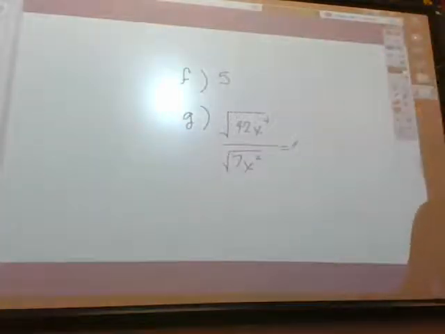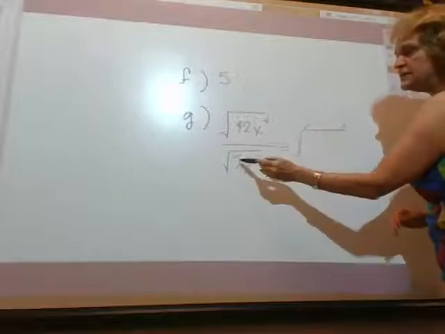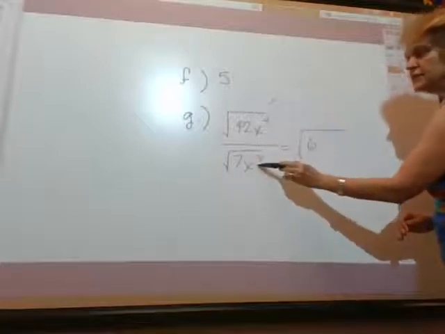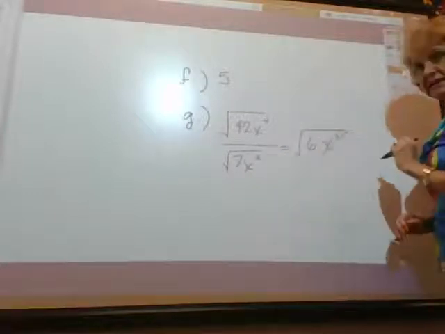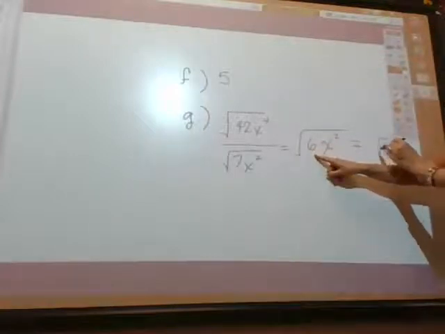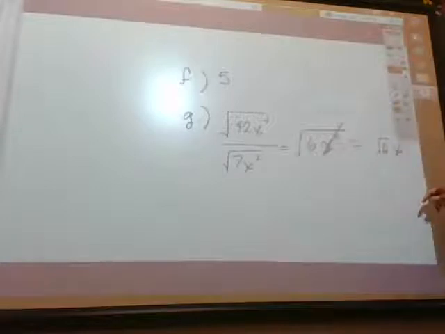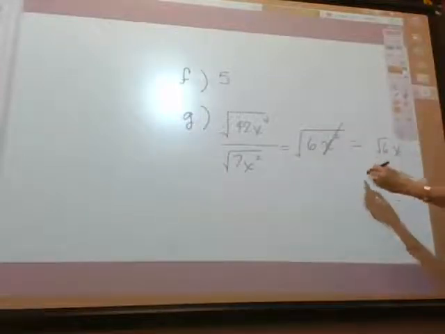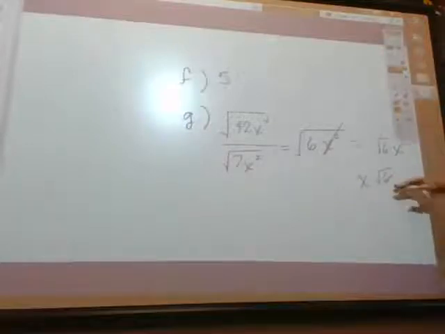So F, hopefully you saw that 2 goes into 50, 25 times, and the radical 25 is 5. For G, we have radicals here. 7 into 42 is 6. This is under the radical. X to the fourth over x to the second is x to the second. And so I should simplify this. The radical 6 cannot come out, but the x can. So radical 6 times x is your final answer. And it doesn't matter the order. I tend to write my radicals first, but either way is fine.